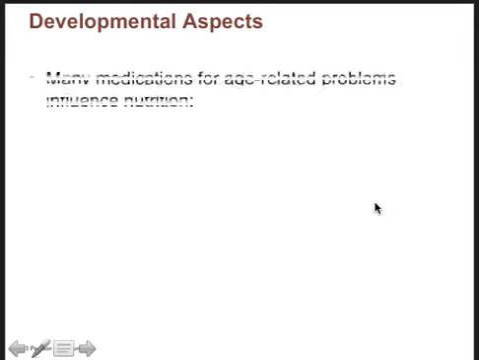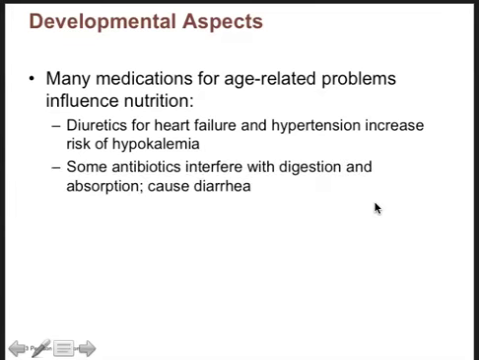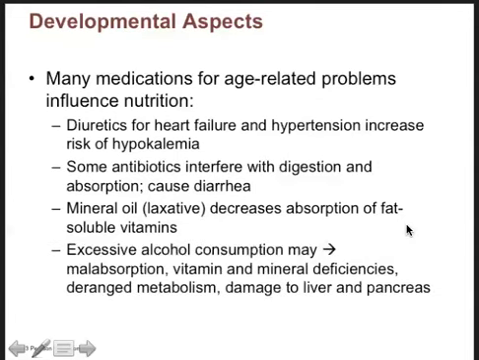Okay, other components. A lot of meds for age-related problems can influence nutrition. Diuretics can be used for heart failure and hypertension, but they can increase the risk of hypokalemia. That's basically reduced potassium levels. Some antibiotics can interfere with digestion and absorption and cause diarrhea. And mineral oil can decrease absorption of fat-soluble vitamins, which are important cofactors in enzymatic reactions. Excessive alcohol consumption can lead to malabsorption and vitamin and mineral deficiencies, deranged metabolism, and damage to the liver and the pancreas.